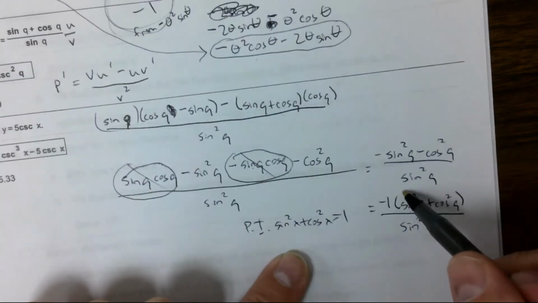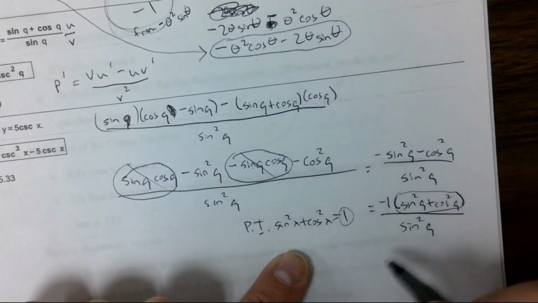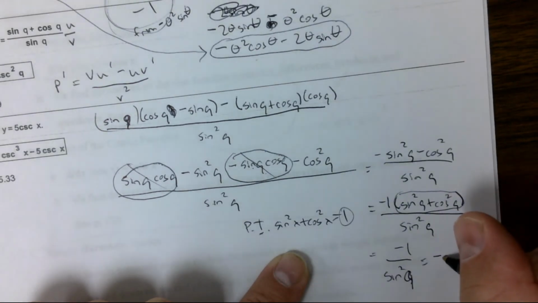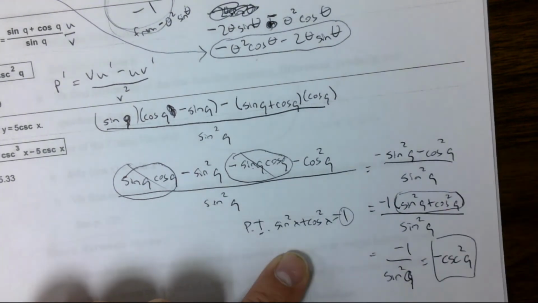Now this part we're replacing with 1, so we just have negative 1 over sine squared q, and so then our answer is negative cosecant squared q. And that's your answer. Matches.